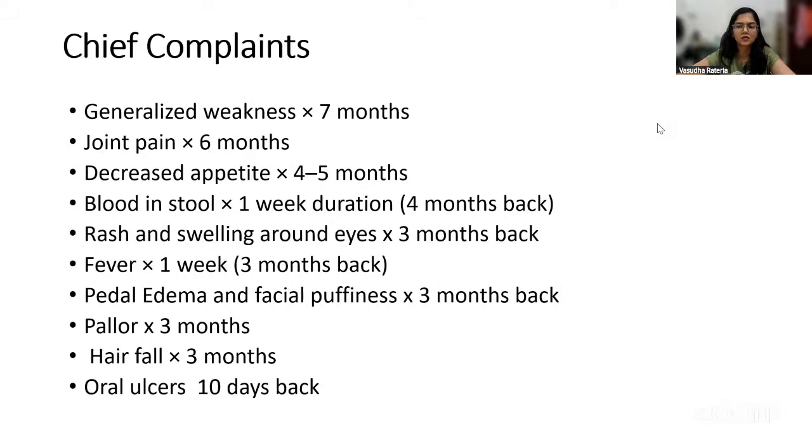Then, blood in the stools for 1 week duration. So we cannot attribute it to anemia; this could have led to anemia. She is having obvious bleeding. So what are the various causes of blood in the stool in an adolescent girl?